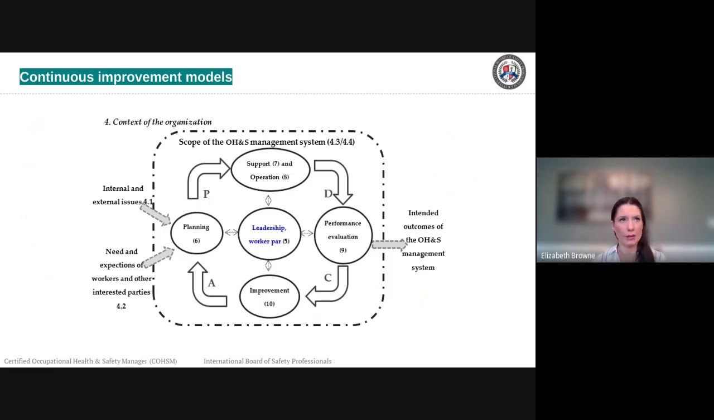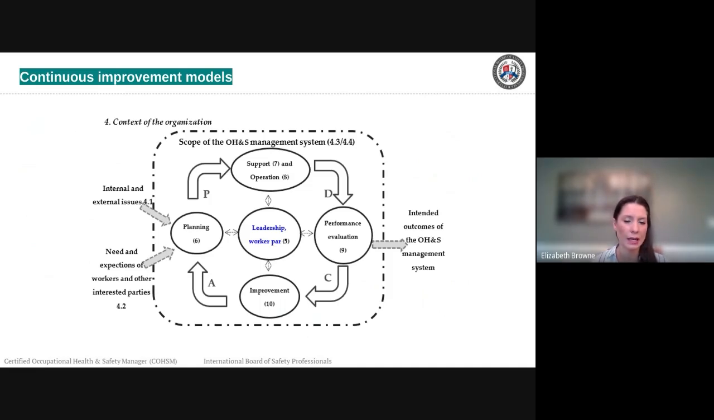Those are elements that must work together. We have to have leadership from upper management to drive these programs, and then we have to have worker participation for effective programs to be implemented. So through the performance evaluation and through that feedback cycle, we're working towards these intended outcomes of our occupational health and safety management system, which is to constantly be improving our health and safety program on site at all times.